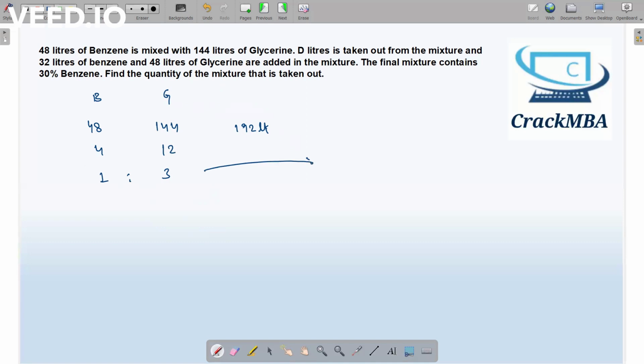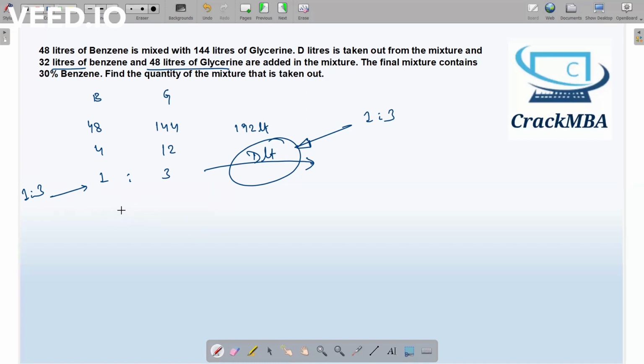Now I'm removing D liters from this mixture. This is the important concept: this D liters will have benzene and glycerin in the ratio of 1:3, the same ratio. And after removal, the remaining portion will still have a 1:3 ratio of benzene and glycerin. The ratio will not change unless I'm adding something to it. After this step, I will add 32 liters of benzene and 48 liters of glycerin. Then the ratio will change; before that, the ratio will not change.